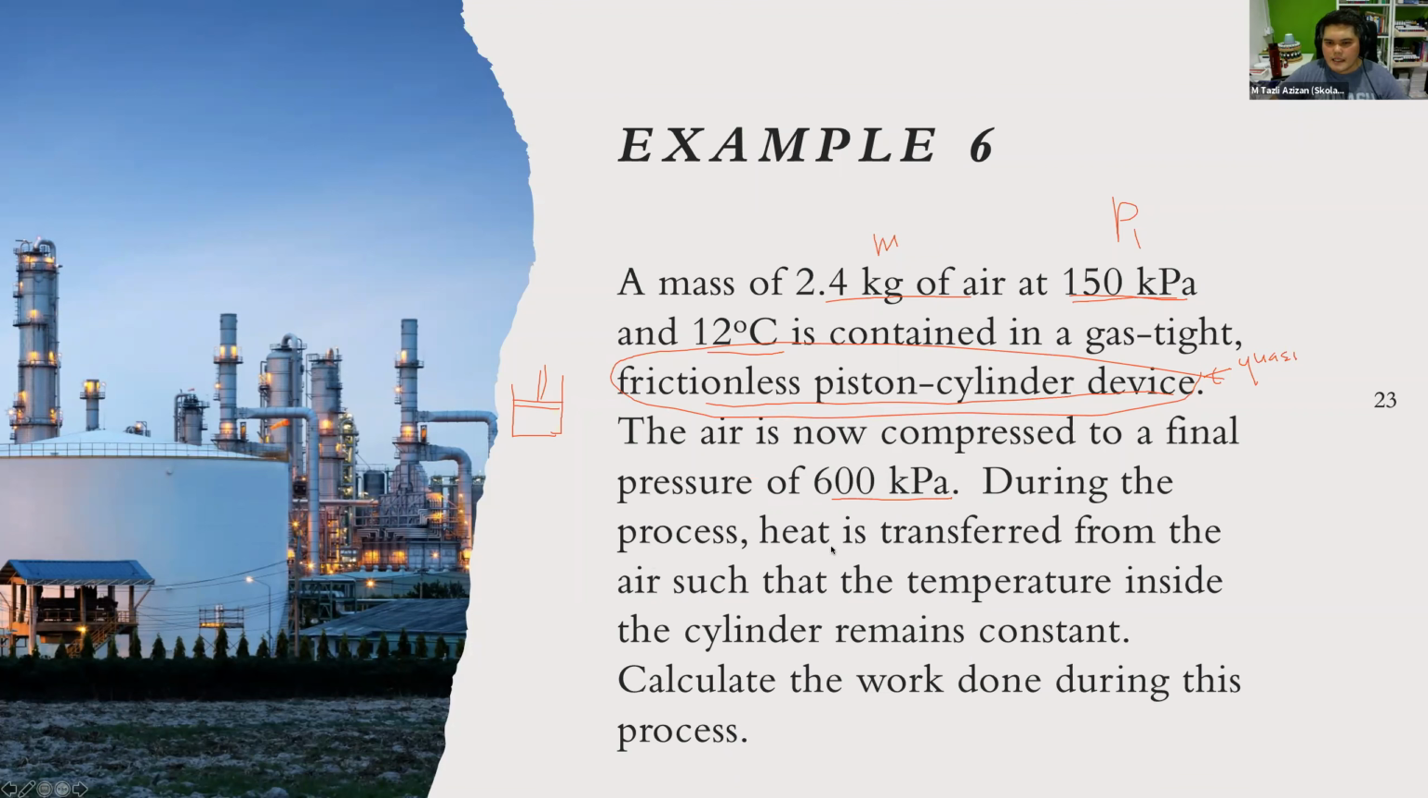During the process, heat is transferred from the air such that the temperature inside the cylinder remains constant. So what is the keyword here? This is an isothermal process. When it is an isothermal process, we know we have to go back to the curve, the curve like this earlier. So we have V1, V2, and P1, P2. P2 will be higher. This is a compression process, and it is moving toward this direction. So we have to use the ln term from earlier, ln V2 over V1 and so on. So calculate the work done during this process.